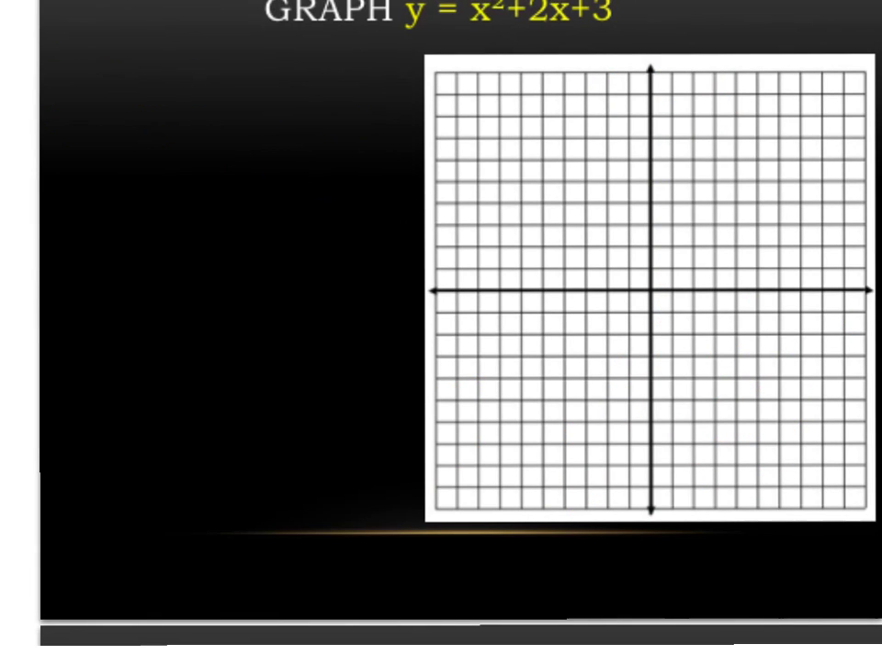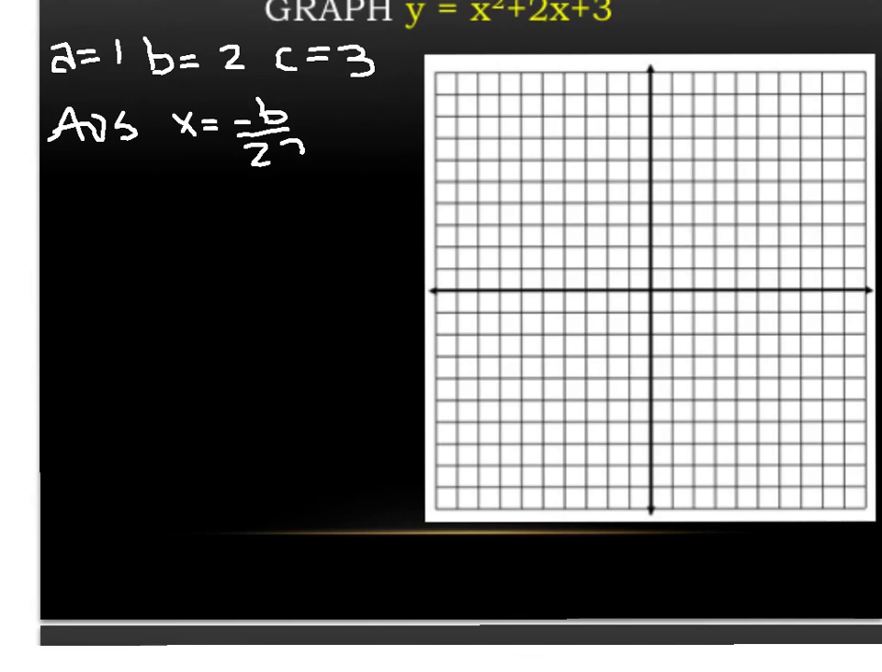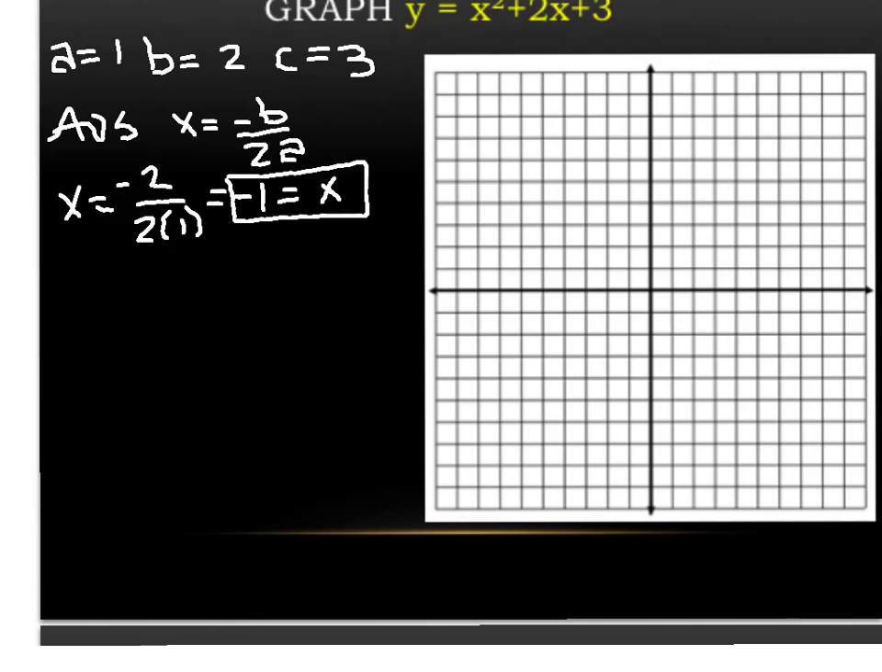Extra practice, right? So let's figure out what A, B, and C are. A is 1. B is 2. C is 3. My AOS is going to occur at X equals negative B over 2A. So that's going to be X equals -2 over 2 times 1, which is going to simplify to -1. So I'm going to go ahead and graph that guy. So X equals -1. That's my AOS.